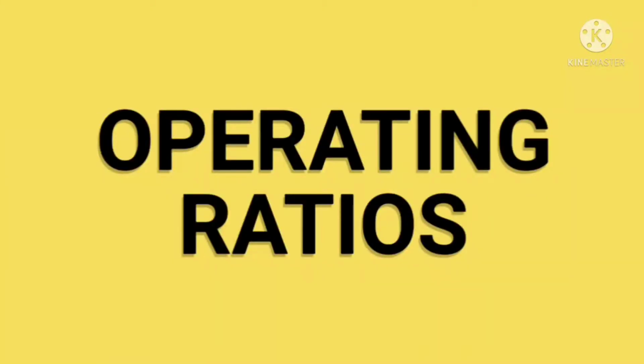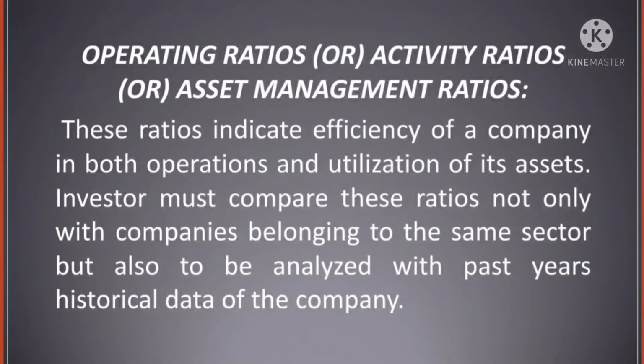Today in this video, we are going to learn about operating ratios. Operating ratios are also called activity ratios or asset management ratios. These ratios indicate the efficiency of a company in both operations and utilization of its assets. Investors must compare these ratios not only with companies belonging to the same sector but also analyze them with past years' historical data of the company before investing.